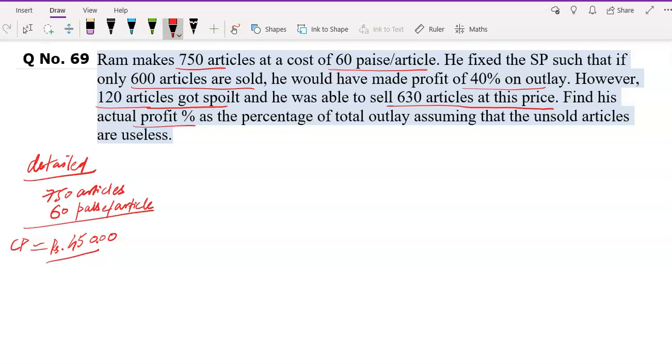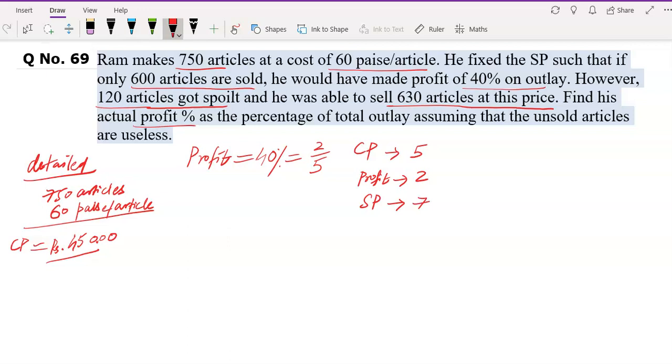Now in the question it's given he fixed the selling price such that if only 600 articles are sold, he would have made a profit of 40% on outlay. So our profit is how much? Profit is 40%. 40% in fraction we know it's 2 by 5. So our CP will be how much? 5 units. Profit is 2 units. So our SP will be how much? 5 plus 2, CP plus profit, 7 units.